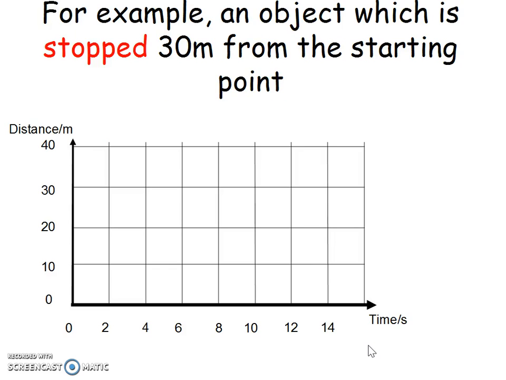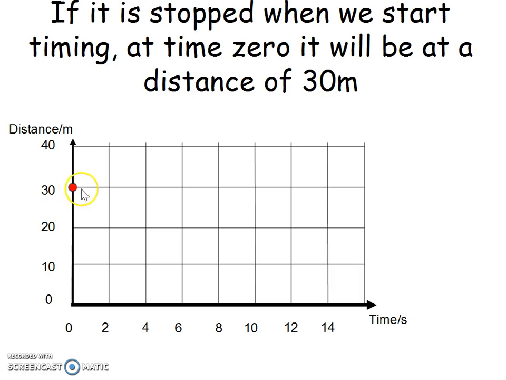So, for example, let's talk about an object which is stopped at 30 meters from the starting point. So starting point would be 0. We're going to plot up the distance at 30 meters. So there it is on the graph. If it is stopped when we start timing at the time 0, it's going to be at 30 meters. So that's where we are from the starting time.